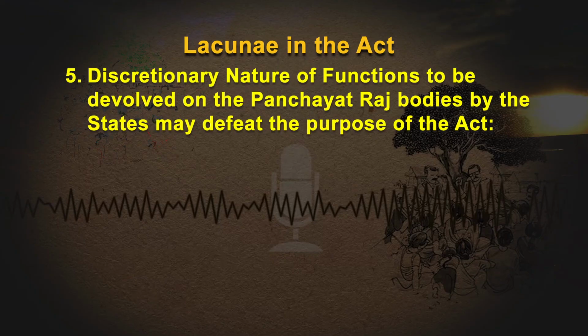Fifthly, discretionary nature of functions to be devolved on the Panchayati Raj bodies by the states may defeat the purpose of the Act. Although the 11th Schedule of the Constitution contains 29 items which can be handed over to the village panchayats, it has been left to the discretion of the state to devolve any or all the functions.